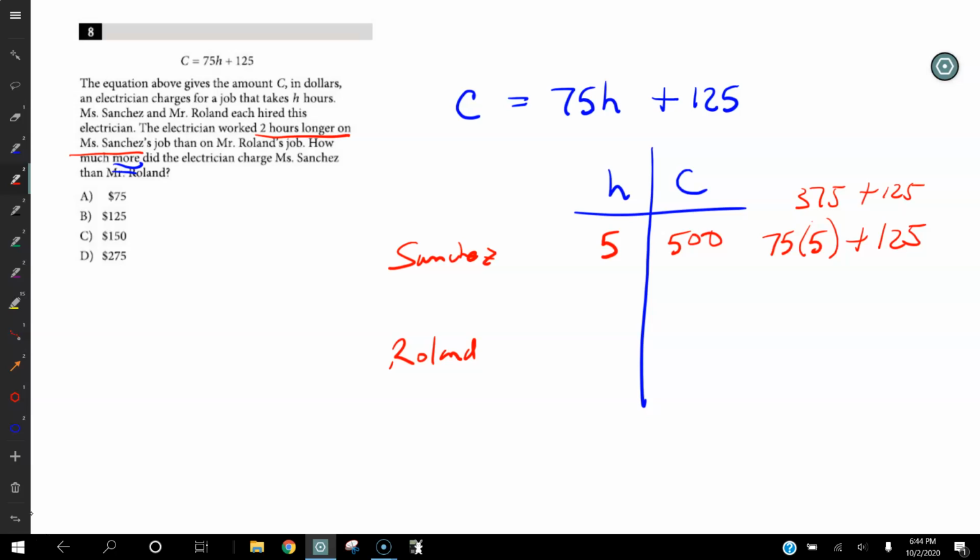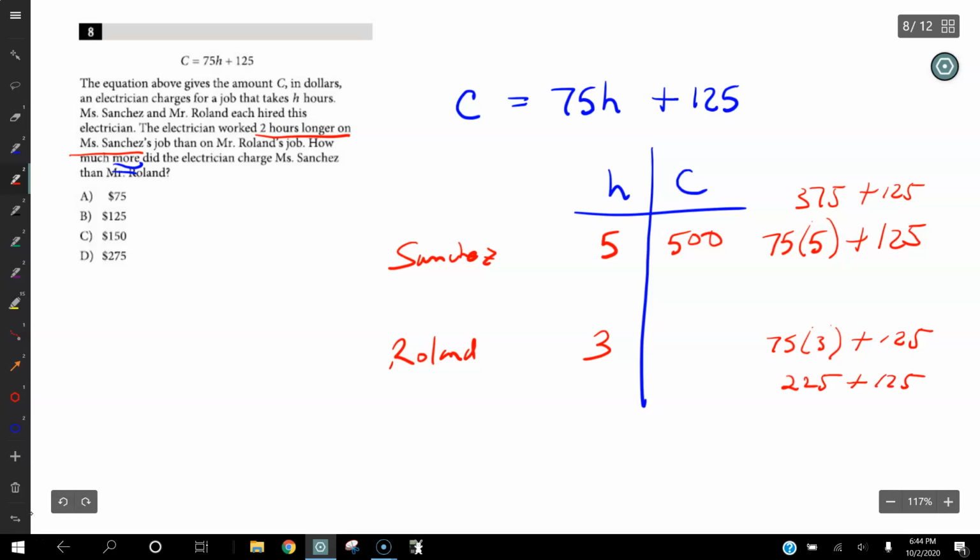Well, Roland is going to be 2 hours less. So that would be 3 hours. So 75 times only 3 hours plus 125. So we're looking at 150, 225 plus 125 for a grand total of 350. So now you can compare the totals of the 2 jobs. You have Sanchez was charged this much, Roland was charged that much. When you subtract those 2 numbers, it looks like it would be $150 more for Sanchez than it was for Roland.